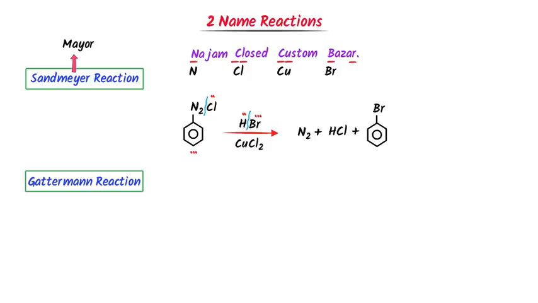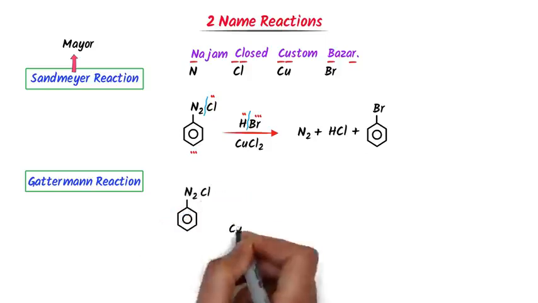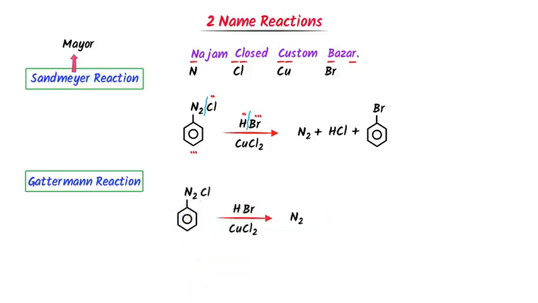What about the Gattermann reaction? Well, I rewrite the Sandmeyer reaction. Now listen carefully. I cut only copper chloride and replace it with copper powder. Let me repeat it. I cut only copper chloride and replace it with copper powder. I get the Gattermann reaction. So this is the Gattermann reaction. Thus note down these two reactions.